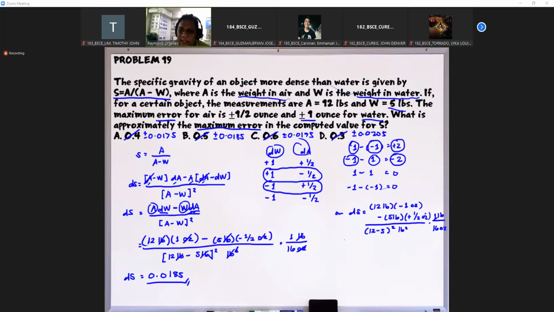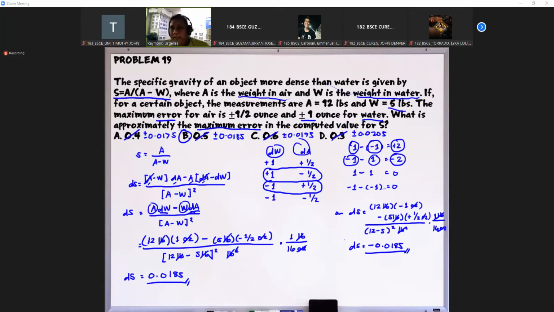Di ba? So makikita natin ang pinagbago lang talaga nito is yung unit. So ito magka-cancel na ito lahat. So you will get DS will be negative 0.0185. Kaya yung sagot natin dito is letter B, so we have plus or minus 0.0185. Okay, any questions?